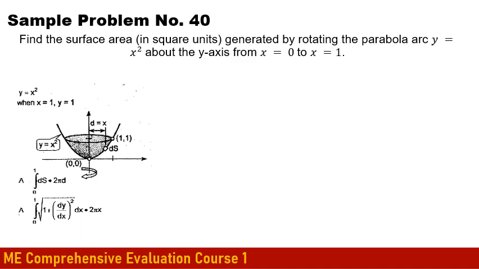So using the proposition of Pappus, our formula will become ds multiplied by 2 pi d bar. For the length of the arc, it is the square root of 1 plus (dy/dx) squared dx, multiplied by 2 pi x, because the distance from the centroid, the center, to the axis is equal to x. So the distance from this point, for example, is just equal to x.